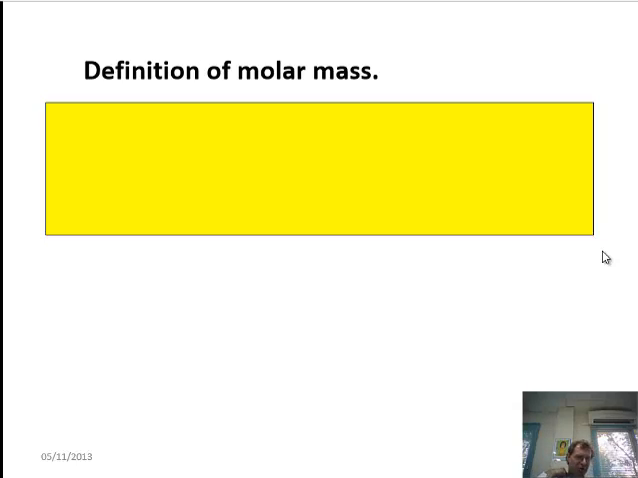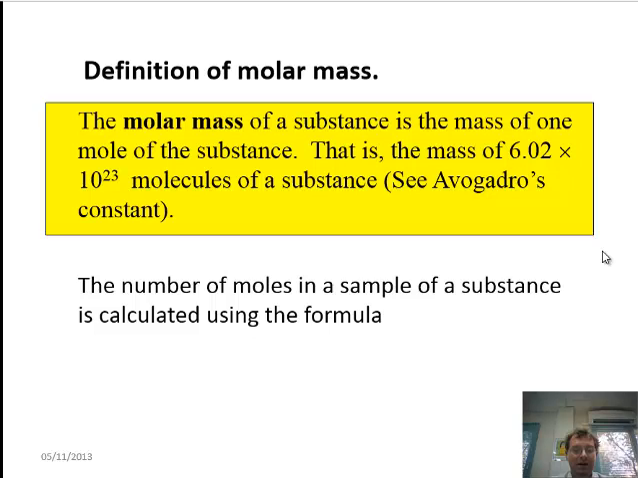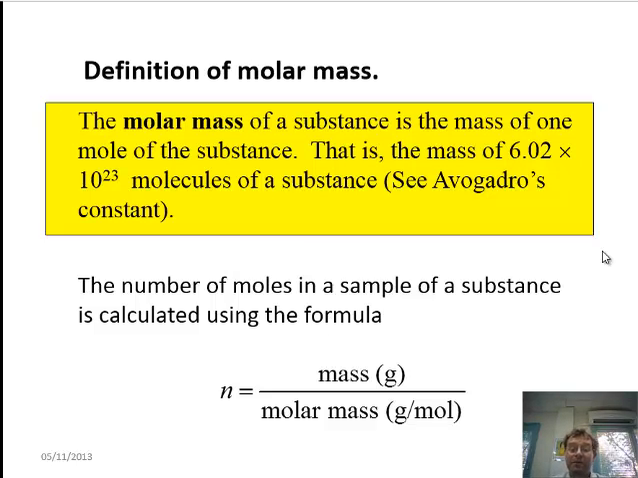Now I'm going to introduce something called the molar mass. Okay. The molar mass of a substance is the mass of 1 mole of substance. That is the mass of 6.02 times 10 to the 23 molecules of a substance. So that's the mole of 1 Avogadro's number of molecules. So the number of moles in a substance could be calculated using the formula: the mass of the substance divided by the molar mass tells you how many moles of stuff there is there.